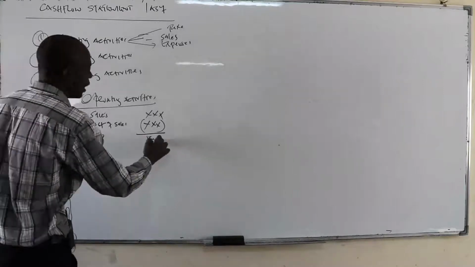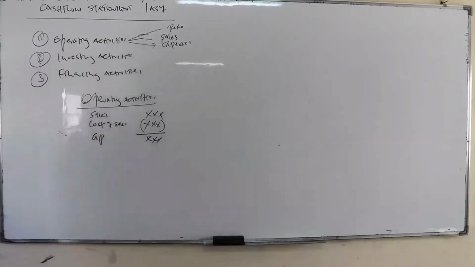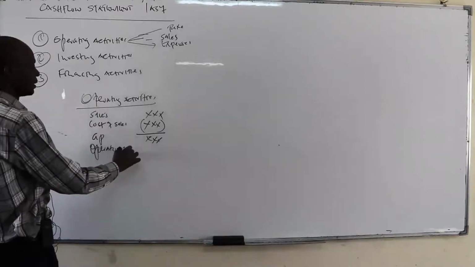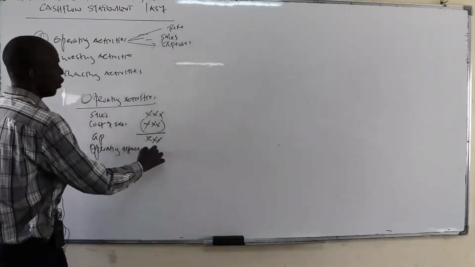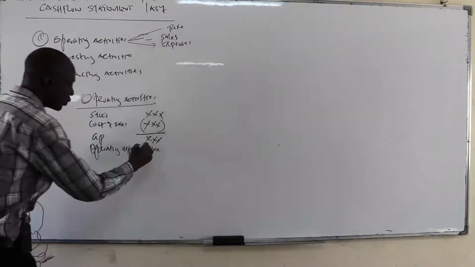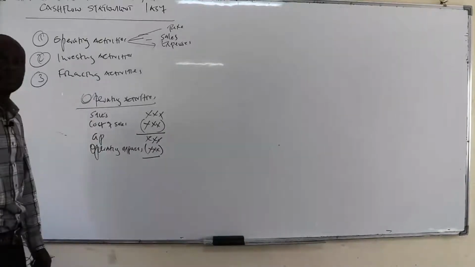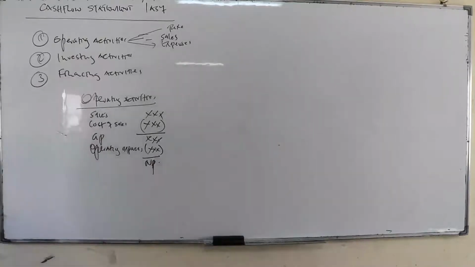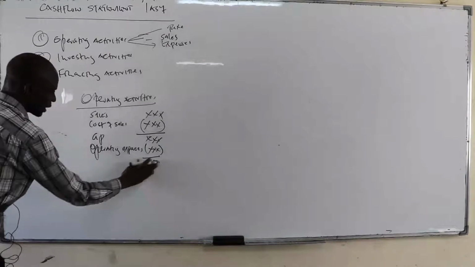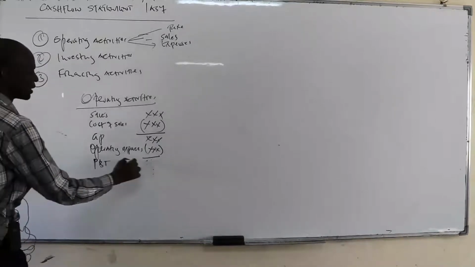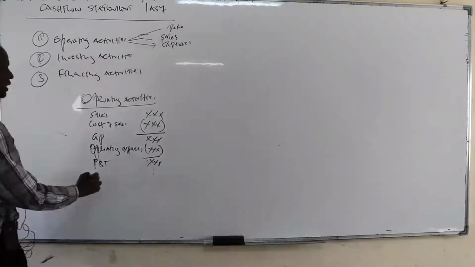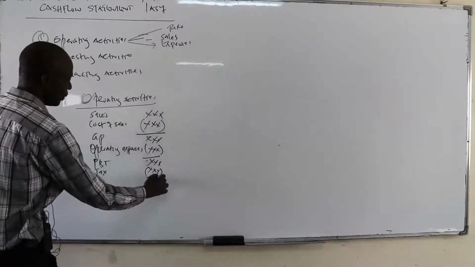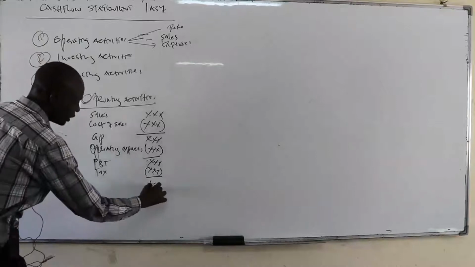And of course, you're going to spend money on operating expenses. So we have operating expenses here. You deduct them and get the net profit, the profit before tax. And then you less the tax that you paid. So you now get the cash that you received from operating activities.